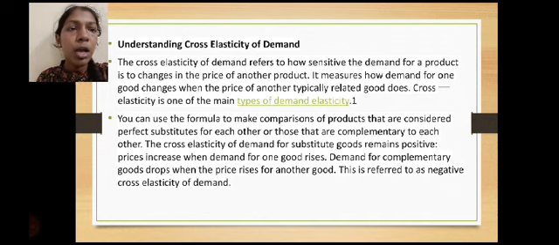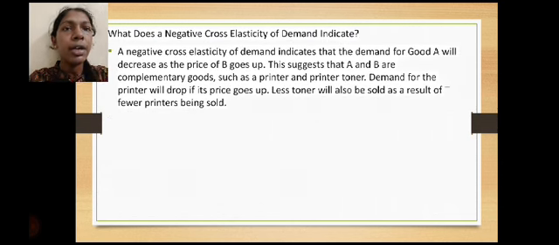You make comparisons of products that are considered perfect substitutes for each other or those that are complementary to each other. The cross elasticity of demand for substitute goods remains positive as price increases. When demand for the good rises, the demand for a complementary good drops when the price rises for another good. This is referred to as negative cross elasticity of demand.